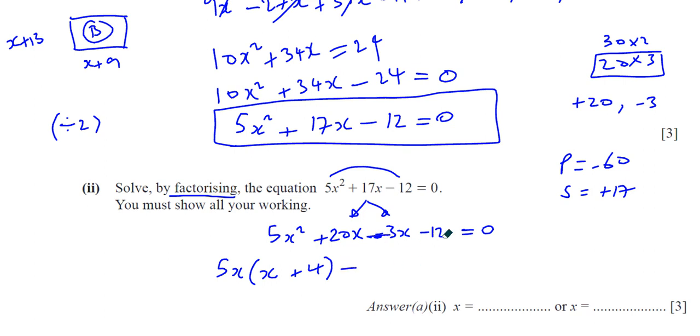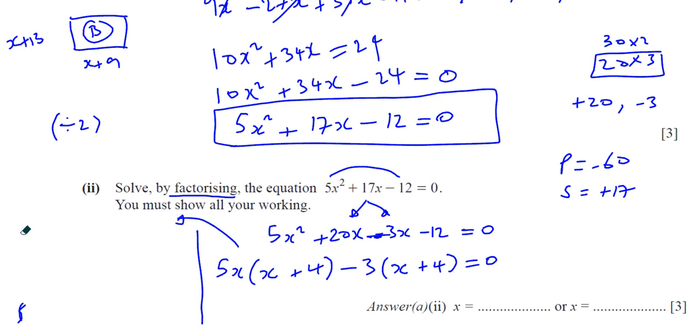Then you have the common factor of the next 2 terms, which is 3, so negative 3 times something gives me negative 3x. Well, that's x. And negative 3 times something gives me negative 12. Well, that's plus 4. Negative 3 times positive 4 gives me negative 12. And that's equal to 0. Now we can finish off by factorizing it properly. We have x plus 4 is common.